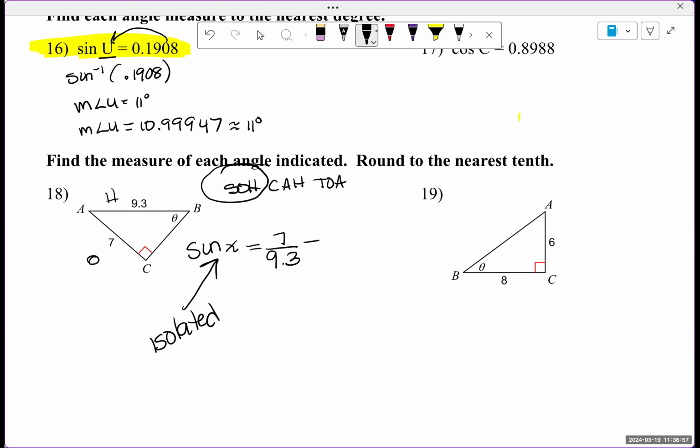All right, let's take 7 divided by 9.3 and change it to a decimal. So 7 divided by 9.3. Okay, so sine of some angle is 0.75268881.